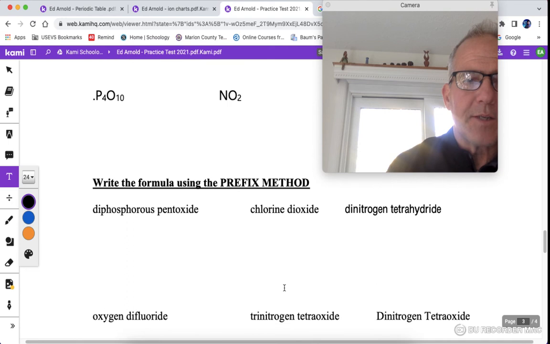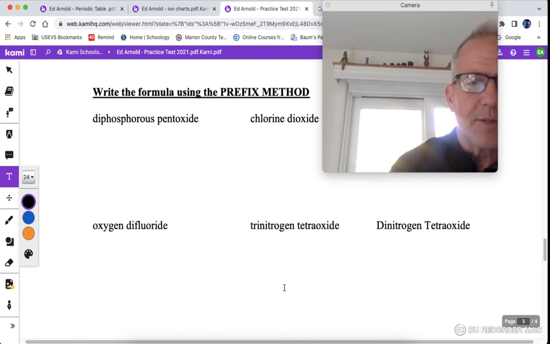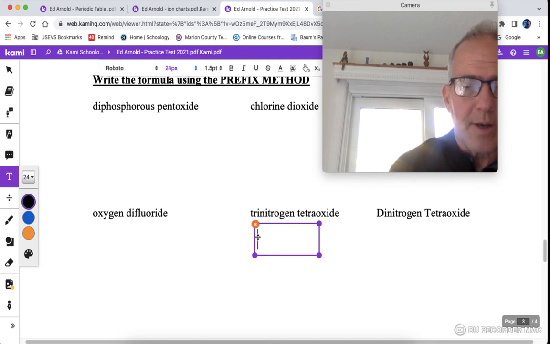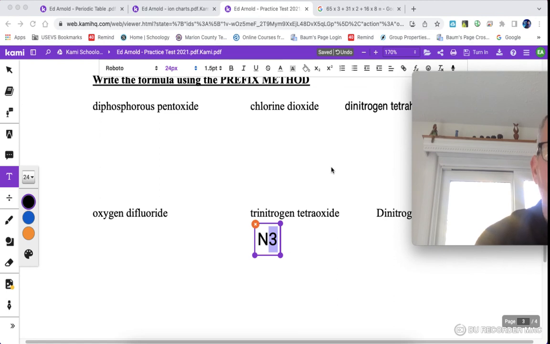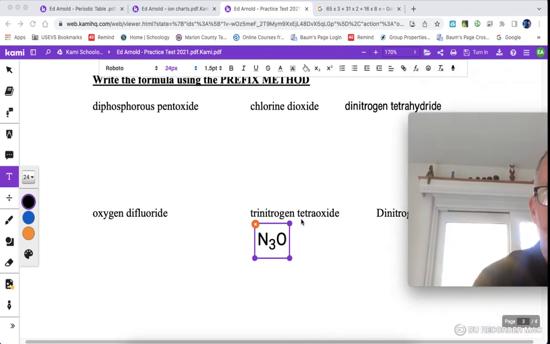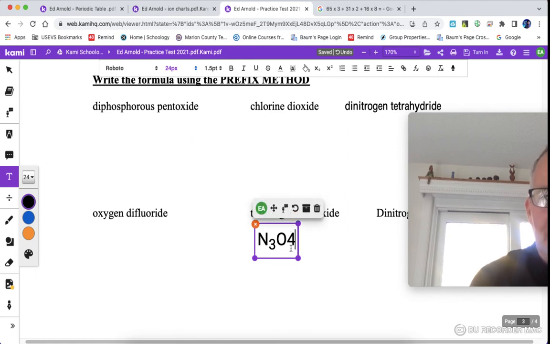Last section, we're writing them out. It works almost the same exact way. Let's do this one here. We have nitrogen, and there's 3 of them, so N3. There's nothing crazy about this. You don't have to use any ion charts because these are covalent bonds. You don't need ion charts because there are no charges. And then we have tetraoxide. Oxide is O, and tetra is 4. The chart's up there, but it is 4, and then we do that, and it's done.